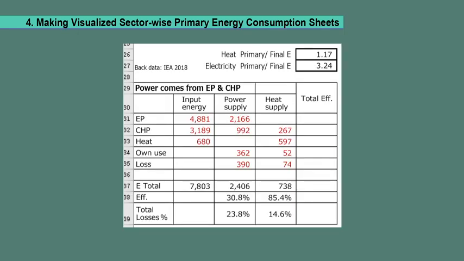We'll now calculate the results of the entries. When calculating power generation efficiency, remember that a part of energy input to CHPs is used for heat supply. Energy is used effectively in such ways. Subtract that portion from the input value of 3,189 before calculating power generation efficiency. Next, the output as electricity supply is EP and CHP output, minus own use and transmission and distribution losses.